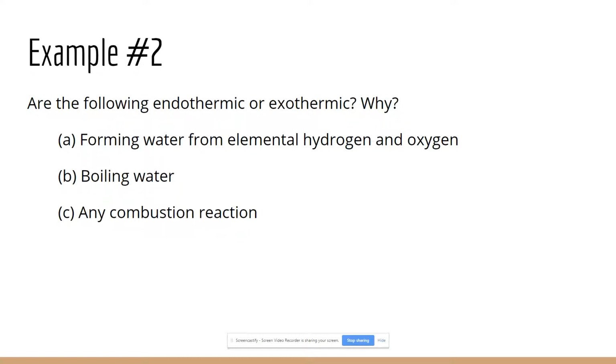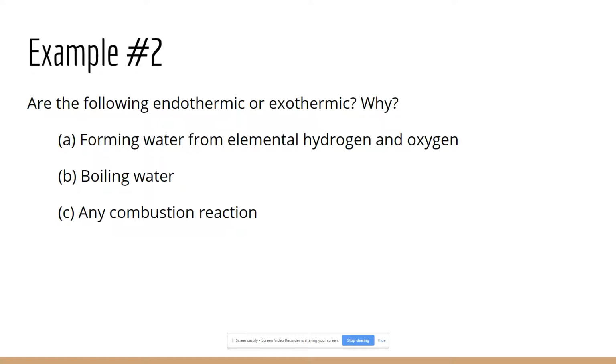Pause here. I'll say the answers out loud in 5 seconds. A is going to be exothermic. If it did not say elemental, then you would have to do a calculation that you haven't learned how to do yet, but we are forming a bond, therefore it is exothermic.